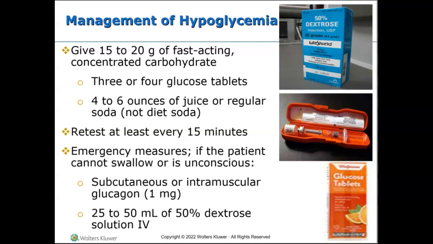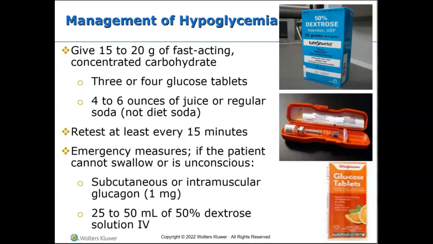So a simple sugar if they're in hypoglycemia, they're going to take 15 to 20 grams of fast-acting, concentrated, simple carbs. So 3 to 4 glucose tabs, 4 to 6 ounces of regular soda, juice. I know some people say no to orange juice, but honestly, it works fine. So 4 to 6 ounces of regular soda, apple juice, orange juice, or 3 to 4 glucose tabs.